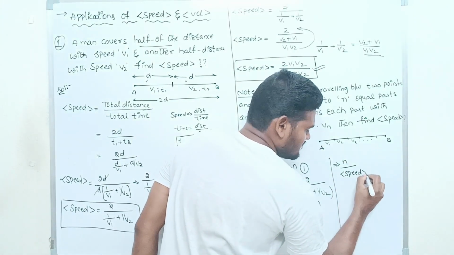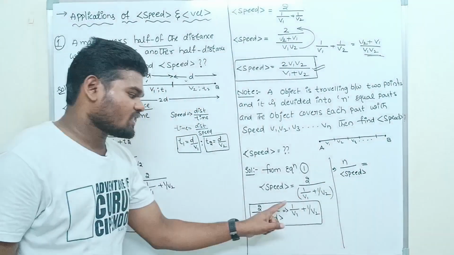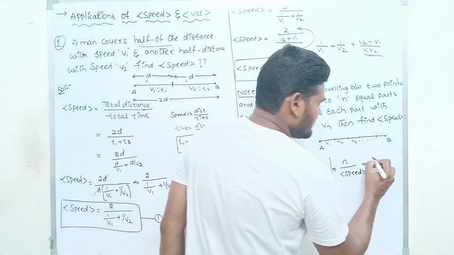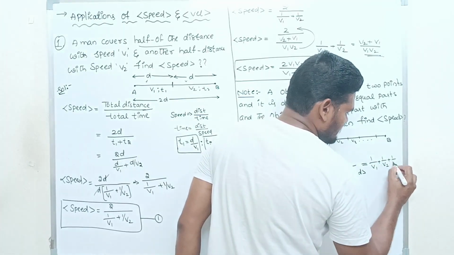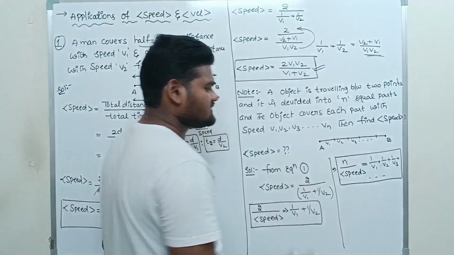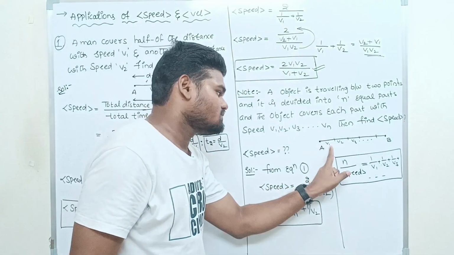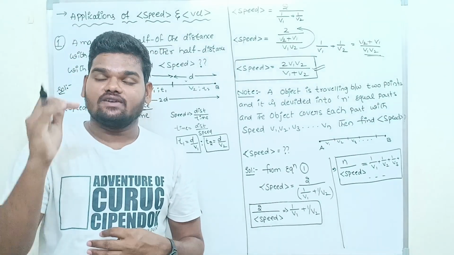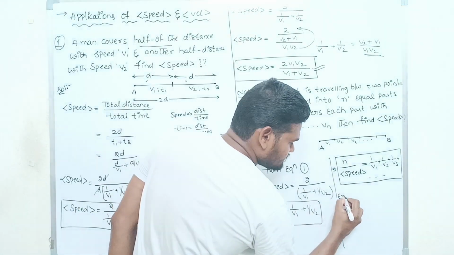Are you getting? Just compare these two equations. So n by average speed is equal to, if two velocities are there, we can write 1 by v1 plus 1 by v2. If n velocities are there, we can write 1 by v1 plus 1 by v2 plus 1 by v3 plus and so on. So this is the formula for average speed when the object covers n equal distances with speeds v1, v2, v3 and so on. So n by average speed is equal to 1 by v1 plus 1 by v2 plus 1 by v3 plus and so on. Okay, so let us see one example.